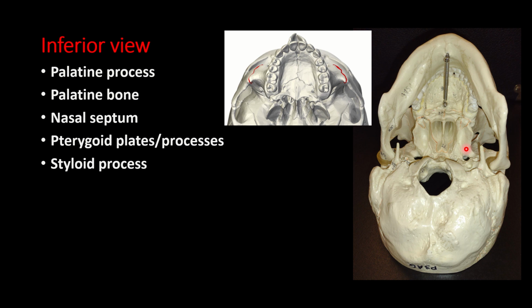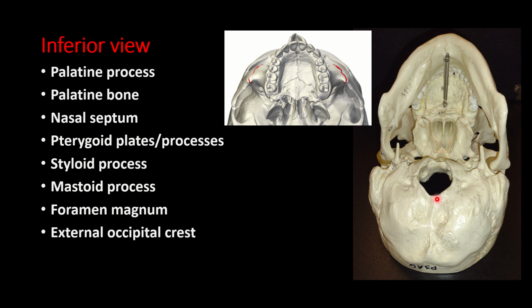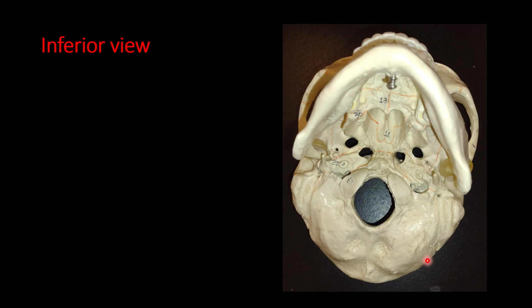Then we have the temporal bone. So this is a styloid process. You can see it's really sharp. Mastoid process, which is round, just behind your ears. Again, foramen magnum, and you can see part of the hypoglossal canal here. External occipital crest, and the protuberance, external occipital protuberance.